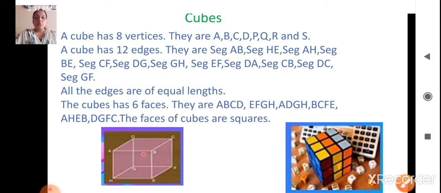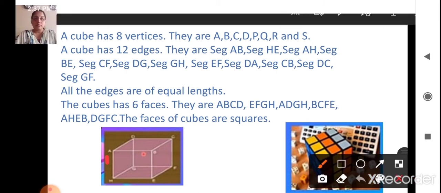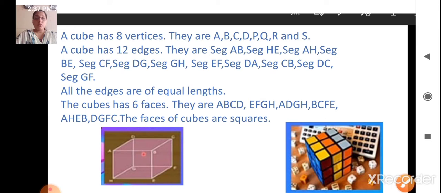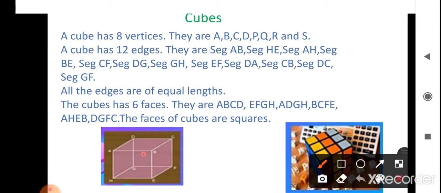Okay, 2 more to go. AHEB, the down one. This is AH, this is EB. AHEB, and the last one is DGFC. I'll show you. This is DG, this is FC. Okay. So a cube has 6 faces, that is ABCD, EFGH, ADGH, BCFE, AHEB, DGFC.